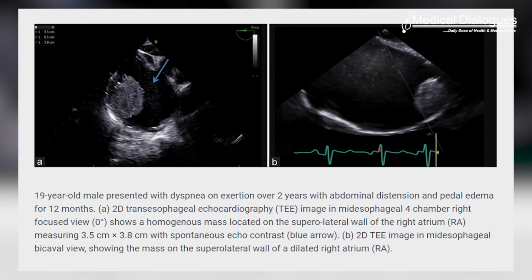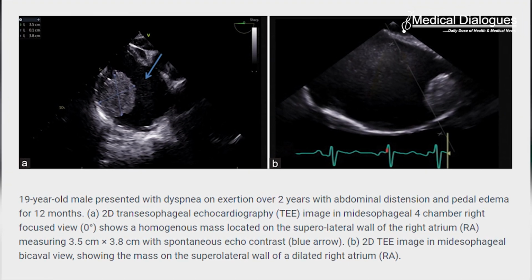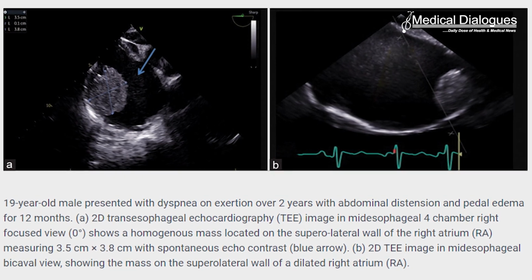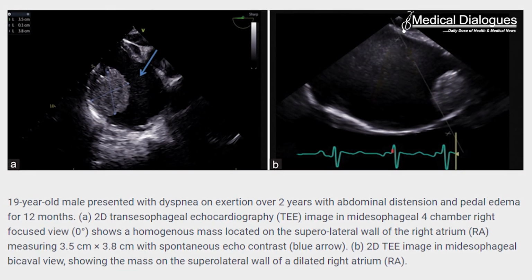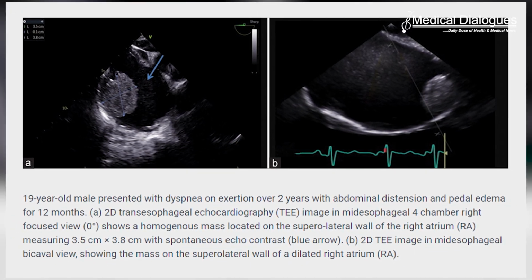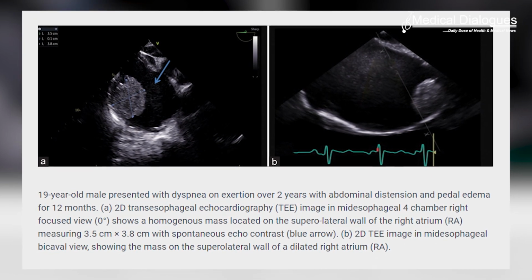Intraoperative 2D transesophageal echocardiography revealed a 3.5 cm by 3.8 cm echo-dense, homogeneous, ovoid-shaped, sessile and immobile mass which is situated below the superior vena cava on the right atrial free wall, which was suggestive of a thrombus. The 3D echocardiography, on the other hand, confirmed it to be a solitary sessile mass.